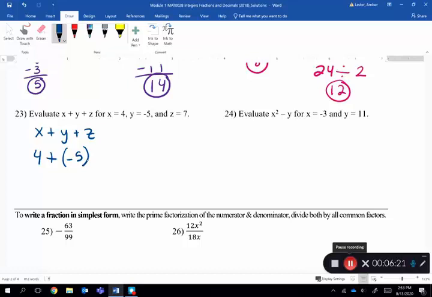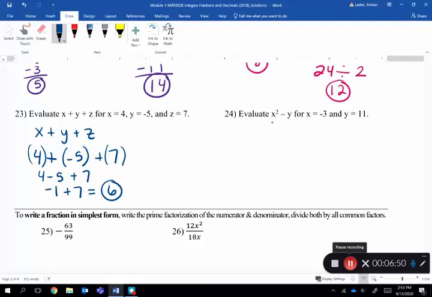Anytime you're plugging in a number that's negative, you put it in parentheses. Plus 7, and you could really put them all in parentheses if you wanted, because it's just showing that that's what I'm plugging in. So again, I'm going to move left to right. When you have 4 plus a negative, it's the same as 4 minus 5 plus 7. Okay, 4 minus 5 would give me a negative 1, plus 7 equals 6.